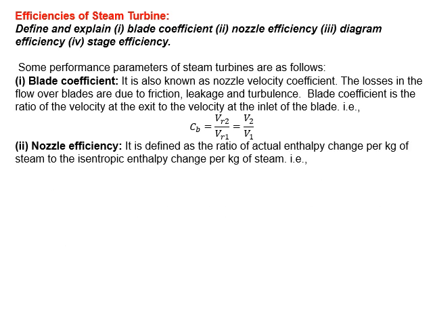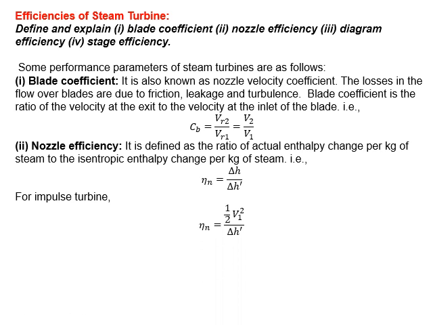The second definition, nozzle efficiency, is defined as the ratio of actual enthalpy change per kg of steam to the isentropic enthalpy change per kg of steam. So the nozzle efficiency is equal to delta H, that is the actual enthalpy change, to delta H dash, that is the isentropic enthalpy change.